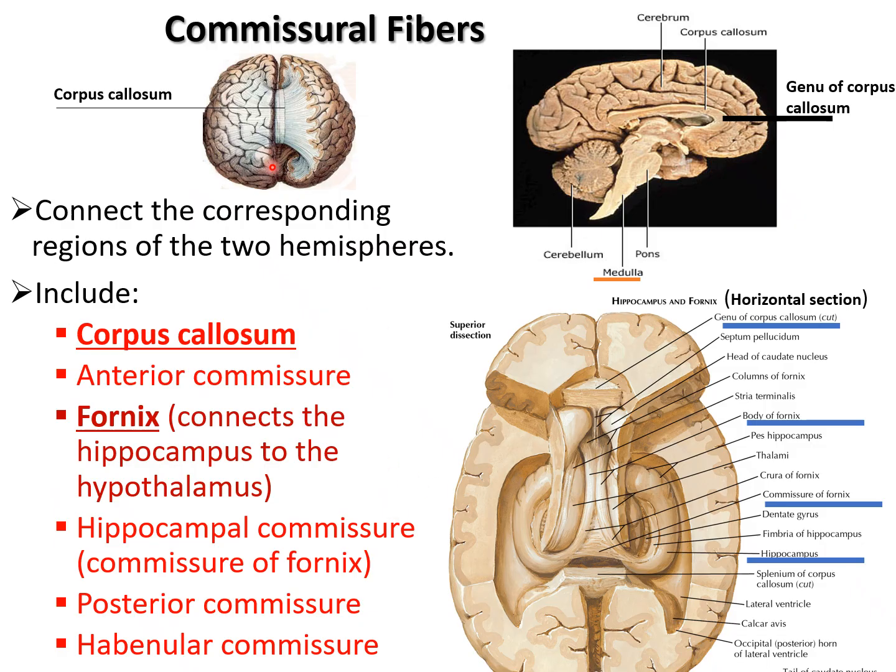The most important commissural fibers are the corpus callosum, as you see here. When you cut the corpus callosum here, you can find the medial surface and the corpus callosum like this one. But there are additional commissural fibers: the anterior commissure, posterior commissure, habenular commissure, and the hippocampal commissure, or commissure of the fornix.